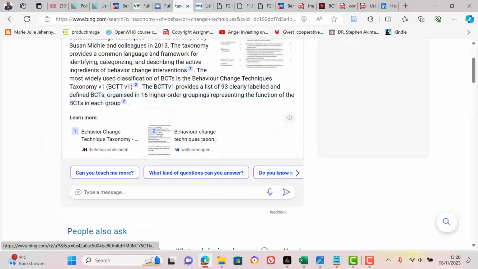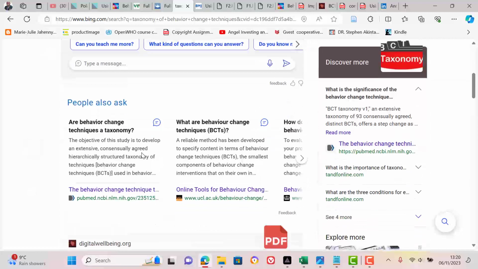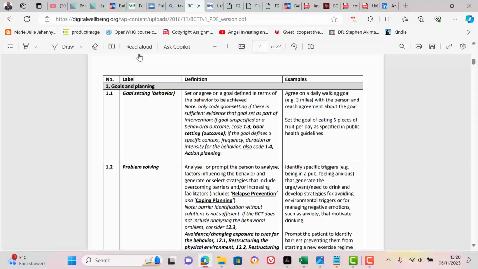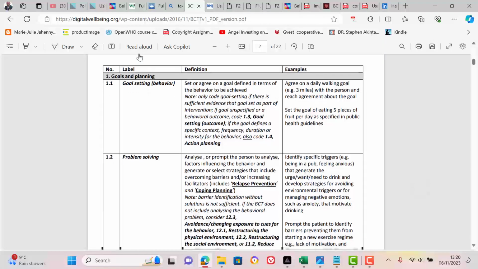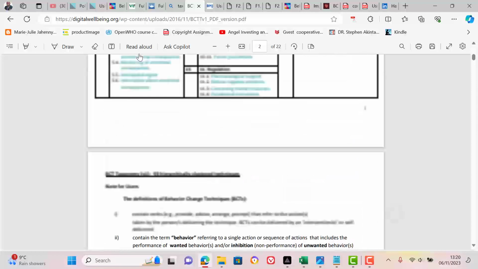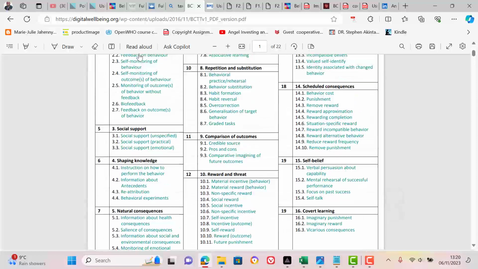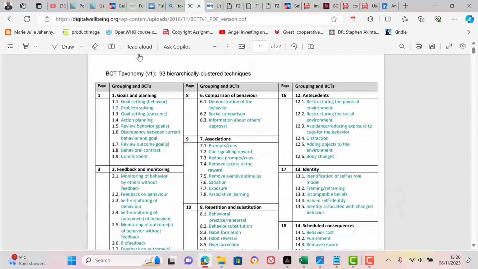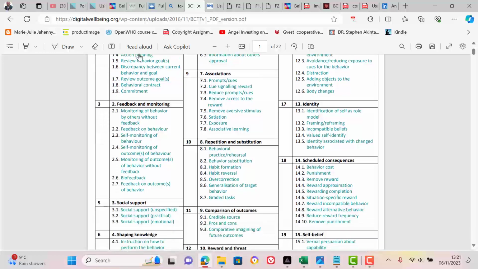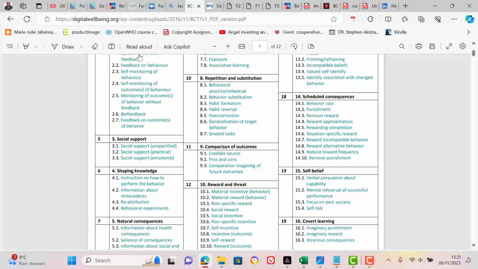Once you download the article, you will see there are up to 93 behavior change techniques, and they also have their definitions. So you can see these are the different behavior change techniques. Which one is relevant to improve knowledge from all this?